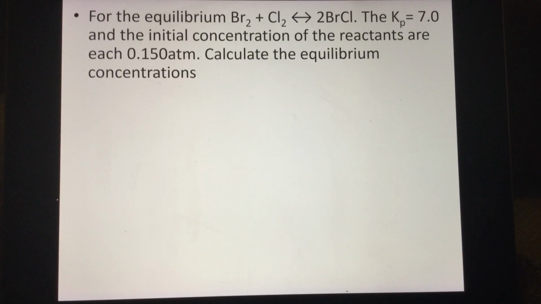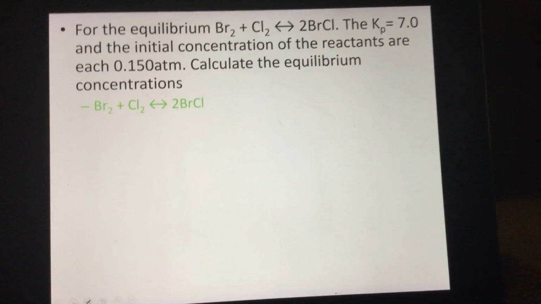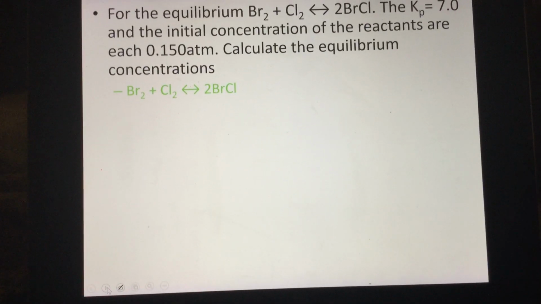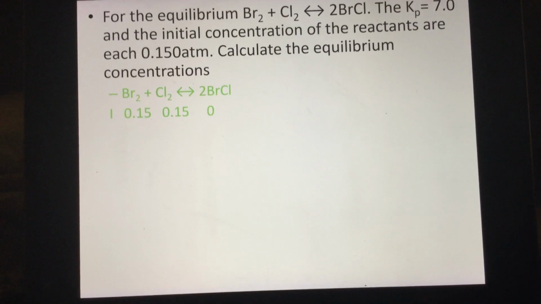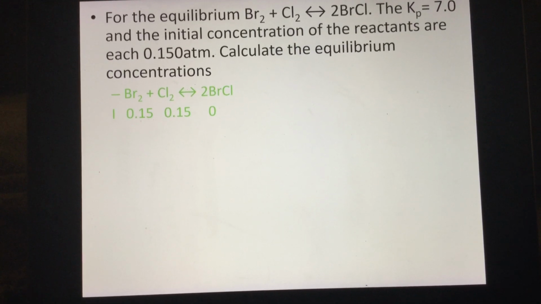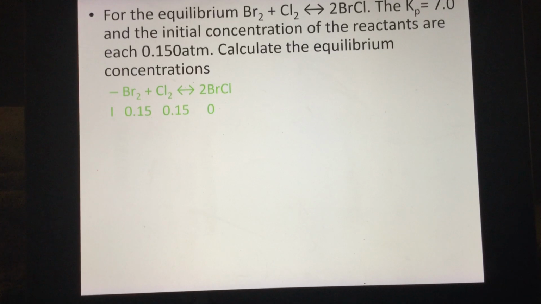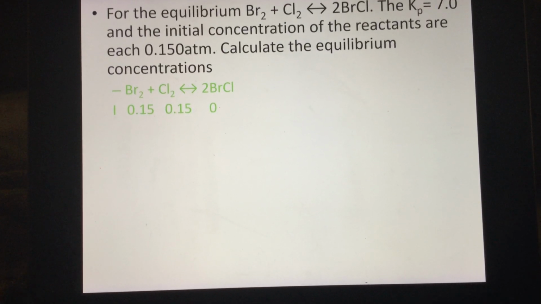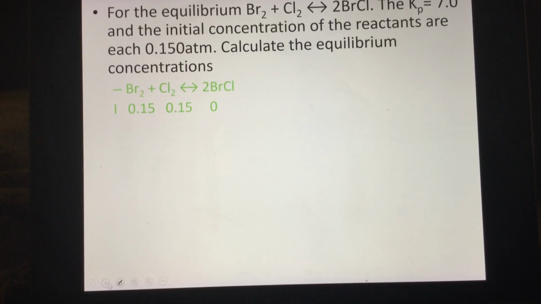So here's our reaction again. And setting up our ICE table, we know our initial concentrations for both the bromine and the chlorine are 0.15. And again, unless it tells us otherwise, we're going to assume that initially we have no product, that it's starting at 0.